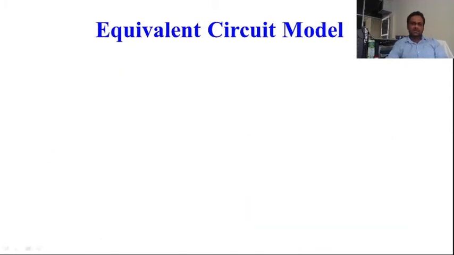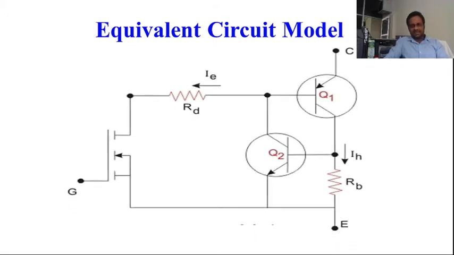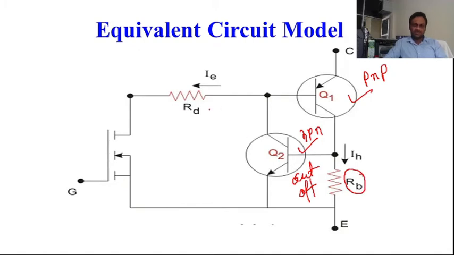So if you are trying to represent it in circuit form, it will look like this. We are having two BJTs Q1 and Q2, but Q2 is in the cut-off state, so we can neglect it. Q1 is your PNP transistor, and this is your NPN transistor. This is the resistance of the body, this is the resistance of the drift region, and this is your N-channel MOSFET.